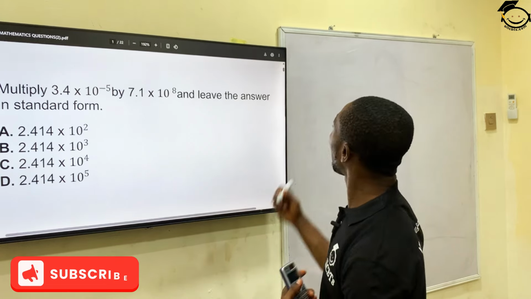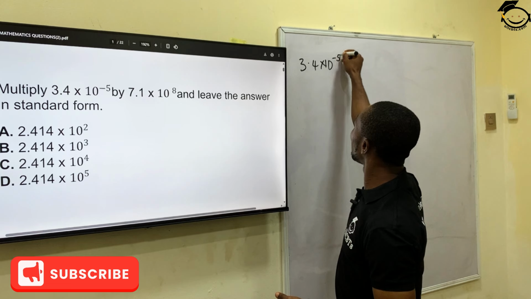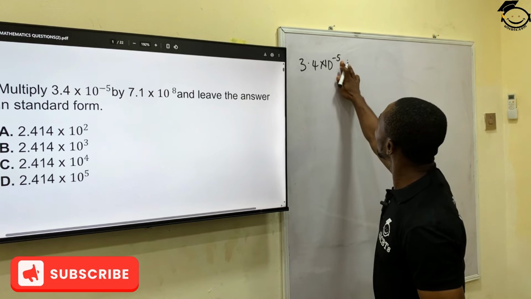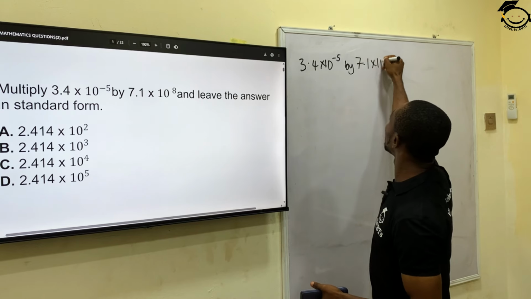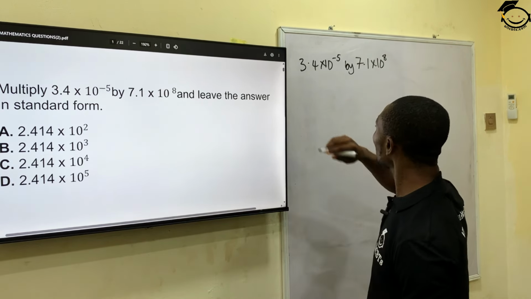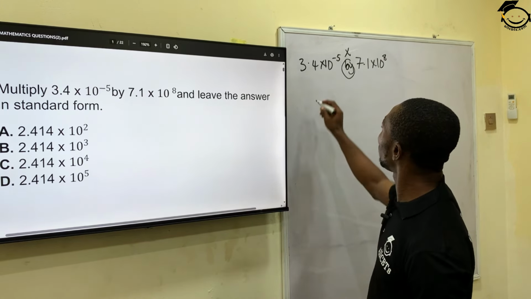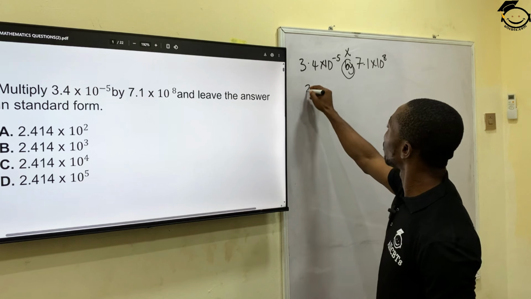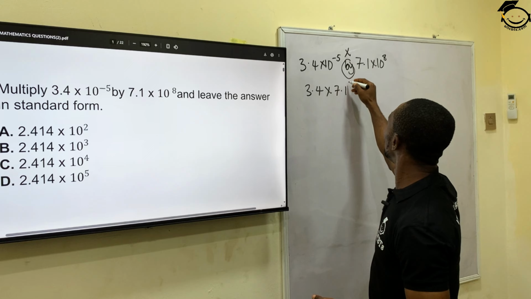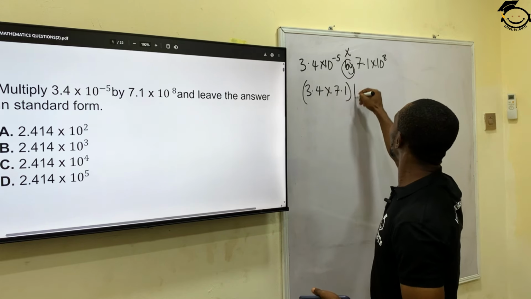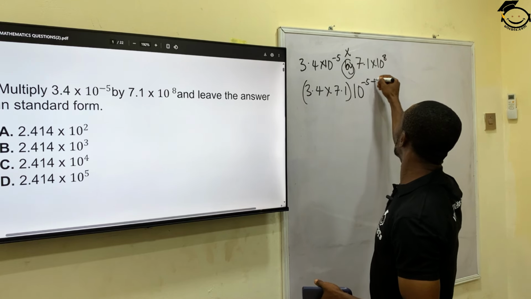Question 1. Multiply 3.4 times 10 raised to the power minus 5 by 7.1 times 10 raised to the power 8. Now, this simply means multiplication. So we are going to have this as 3.4 times 7.1, and 10 raised to the power minus 5 plus 8.